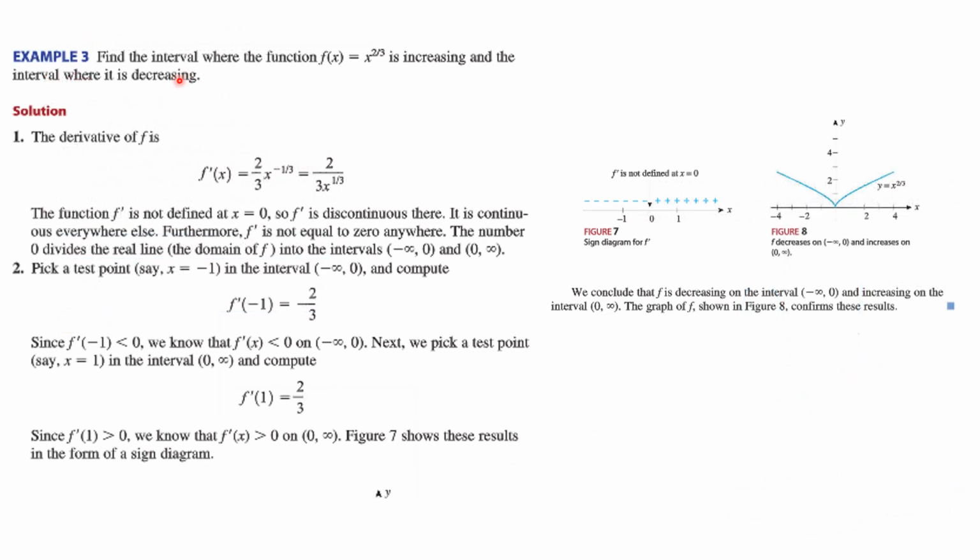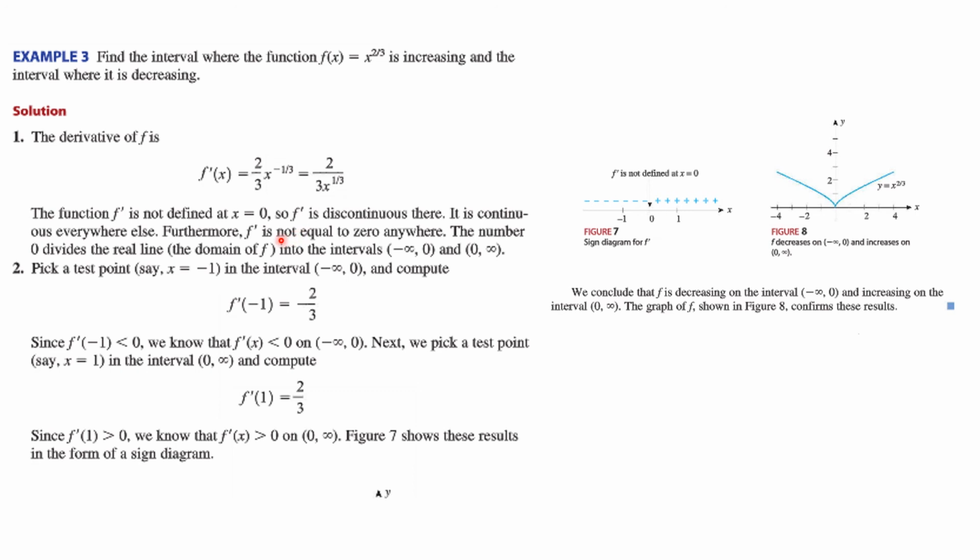Let's do another example. Find the interval where the function y equals f of x equals x to the 2/3 is increasing, and the interval where it is decreasing. So we're going to take the derivative of this function. So f prime of x is 2/3 x to the minus 1/3, and that's the same thing as 2 over 3 x to the 1/3 in the denominator.